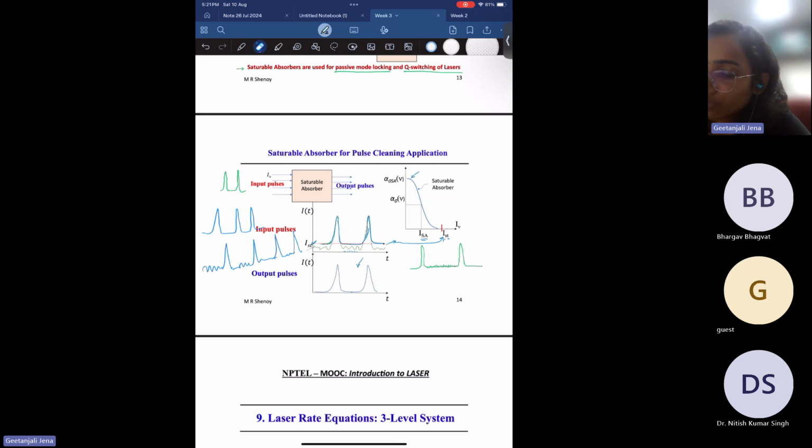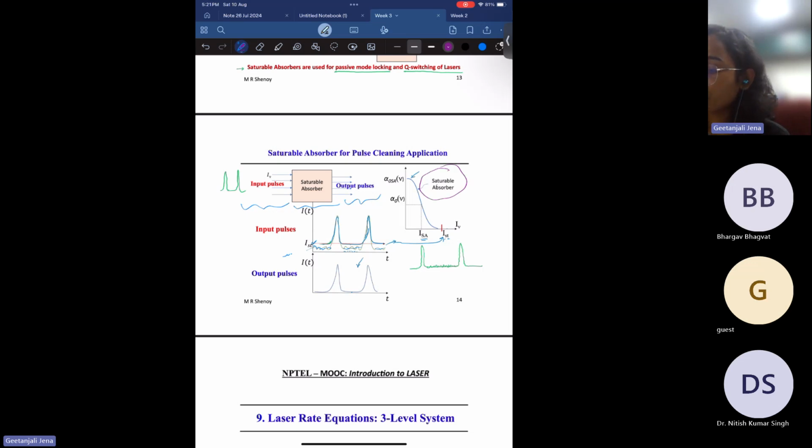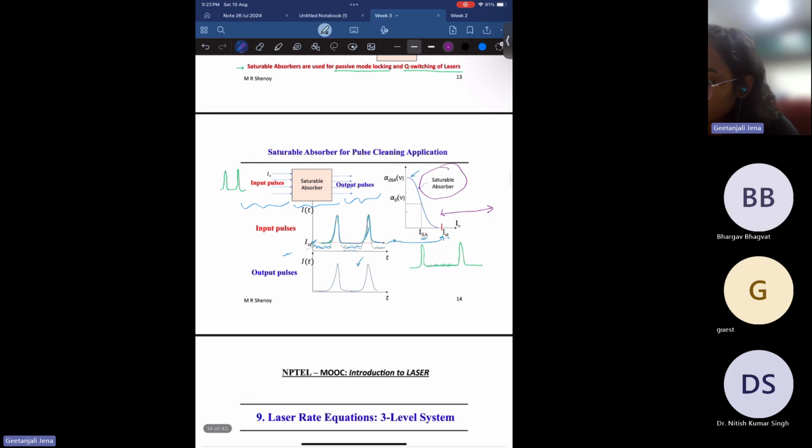This is what is shown in this schematic. There is a saturable absorber here and there is an incoming pulse. In the output, what will happen? Let's say the pulse has noise in this region. This is the absorption coefficient plot for the saturable absorber. Beyond Is, the light will pass, so the pulse will pass through the system. But below Is, in this region, there is absorption in the system, so the intensity will be absorbed by the saturable absorber. This is what is shown in this figure.